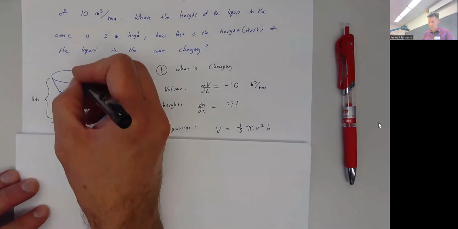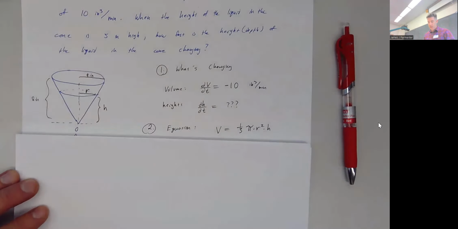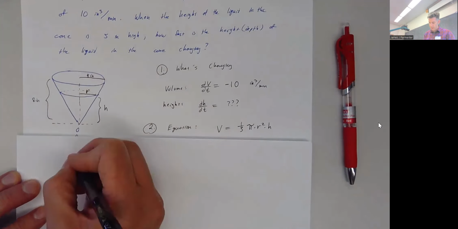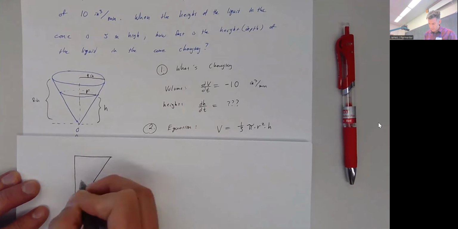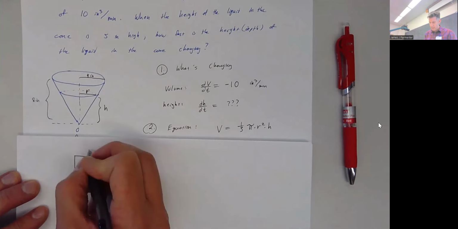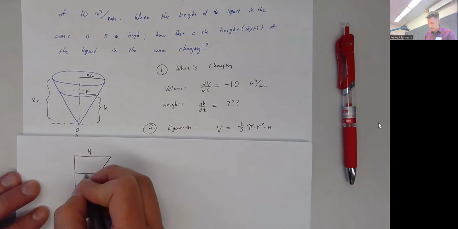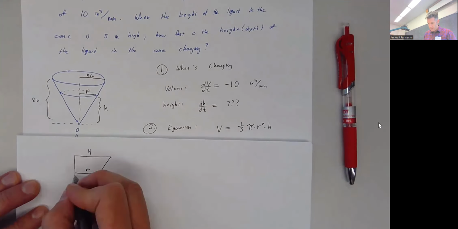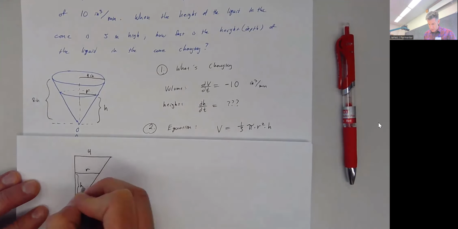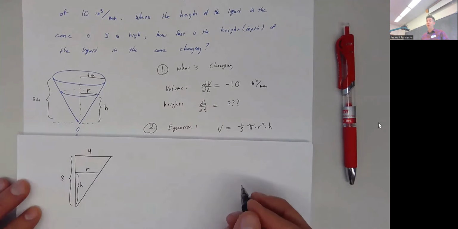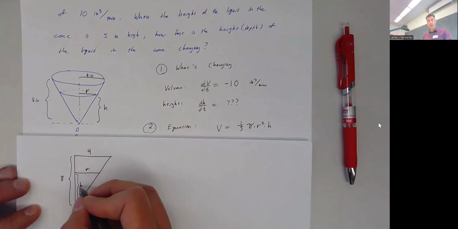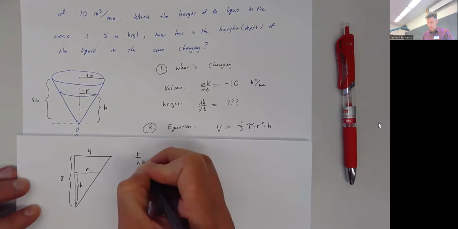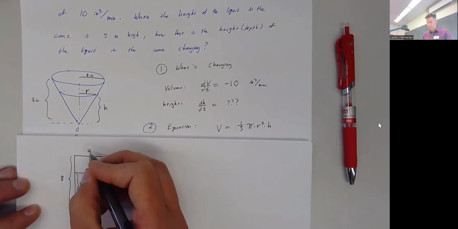So let's look at, I'm going to draw this little middle line down here. And I'm going to look at that cone, but I'm really just going to look at that triangle in the cone. Where this side here is 4. This side here is R. This side here is H. And this bigger side here is 8. And now I can write a ratio. I can say that R to H is equal to 4 to 8.